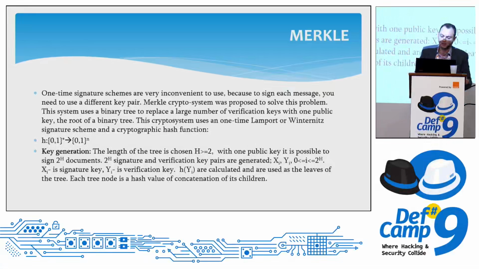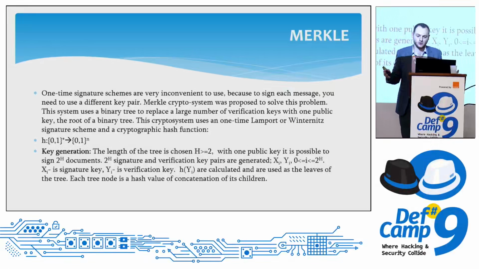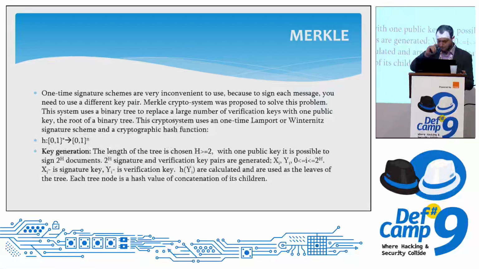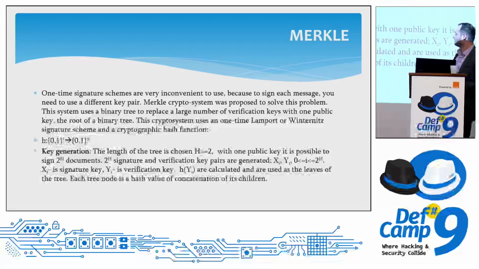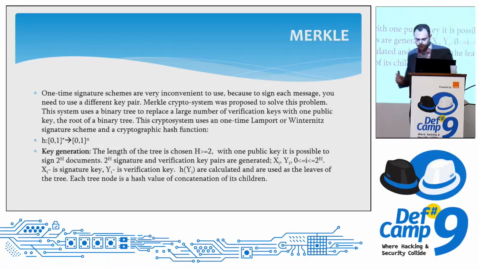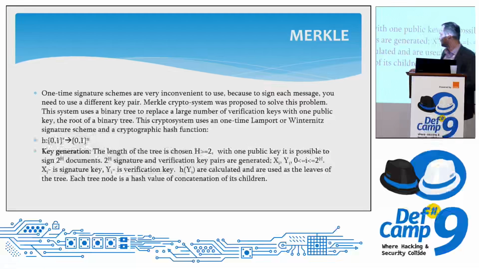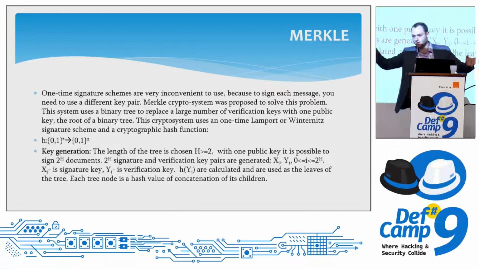So let's discuss how we generate the key. First of all, we choose the height of the tree, h, and it must be more than or equal to 2. By means of it, we can sign 2 to the h messages. Afterwards, we generate the signature keys, 2 to the h of them, and calculate the verification keys. How do we calculate? By our one-way function.